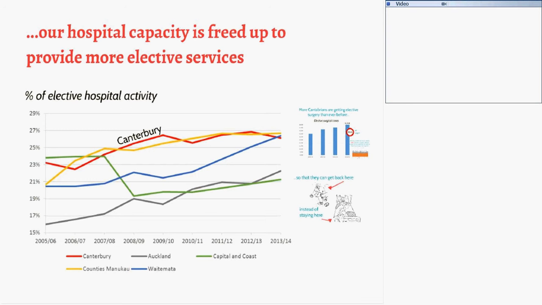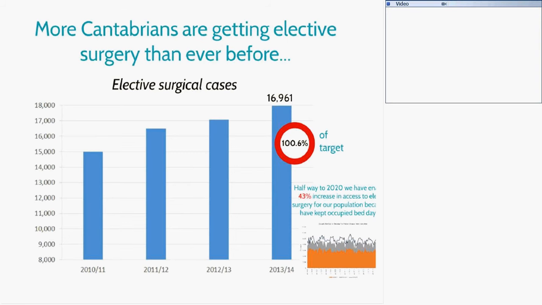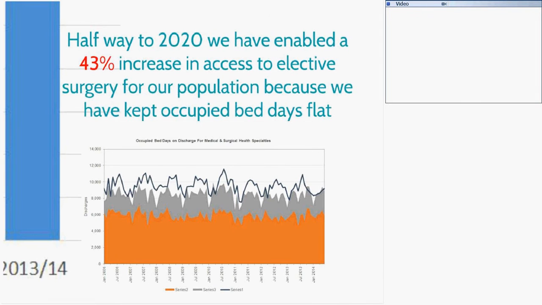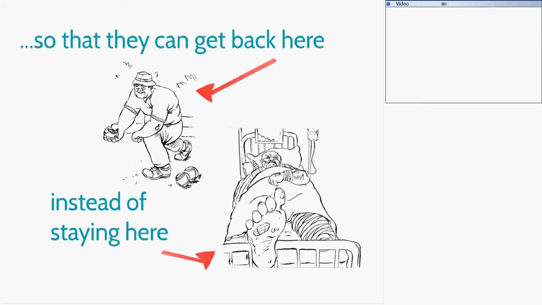Because we have been able to manage that, we've freed up hospital capacity to increase the number of electives that we're providing. And Canterbury is the largest elective provider in New Zealand because of our elderly population. So we've enabled more people to get elective surgery than before. And what has been interesting on that is halfway to 2020, we've enabled a 43% increase in elective surgery for our population without a single increase in occupied bed days. And again, we're undertaking the most complex elective surgery, and again, without having to change or to increase the amount of bed capacity being used.